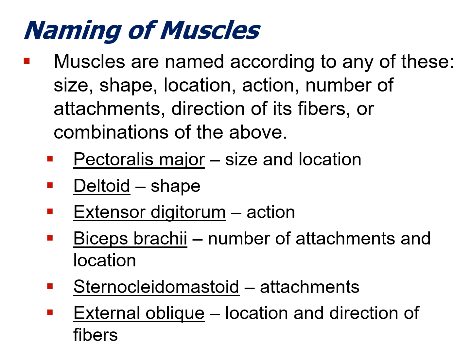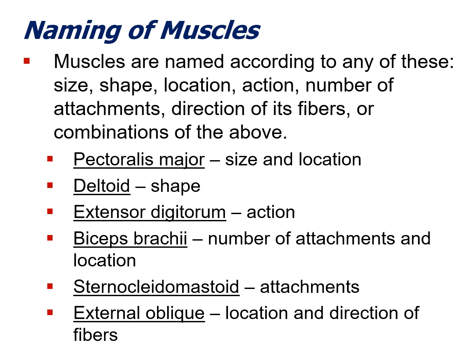So here's some examples. We have the pectoralis major. That's named after the pectoralis, the pectoral region, which is the upper chest, and that's based on location, and it's the major. That means it's the large one, so it's size and location. Now the deltoid, that's your shoulder muscle, and the deltoid looks like a Greek delta, and so that's simply named after its shape.